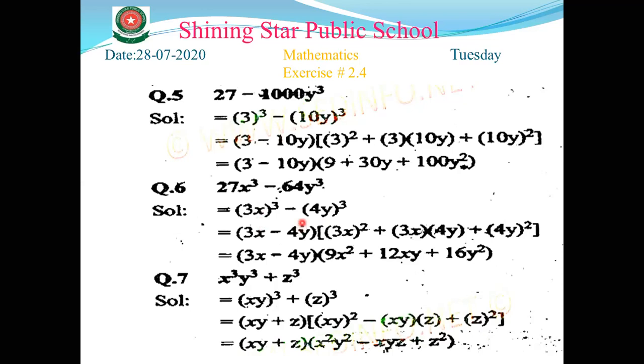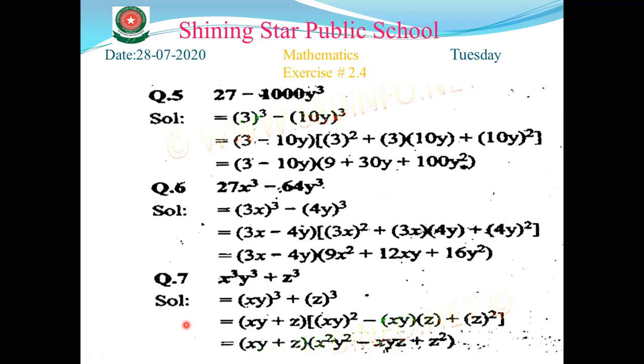Again, a cube minus b cube, a minus b. a square means (3x) square, plus ab means 3x multiplied 4y, plus b square means (4y) square. 3x minus 4y, 3 square is 9, 3 4s are 12xy, 4 square is 16y square, which is your required answer of question number 6. Now let's start question number 7.